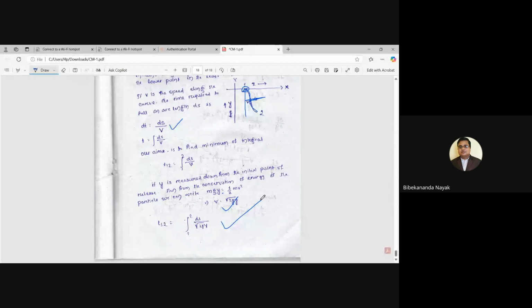Solving this, we can solve it in a similar way. ds is root over dx square plus dy square. Equating that, we can solve the problem. This is the problem, but the procedure is this one.